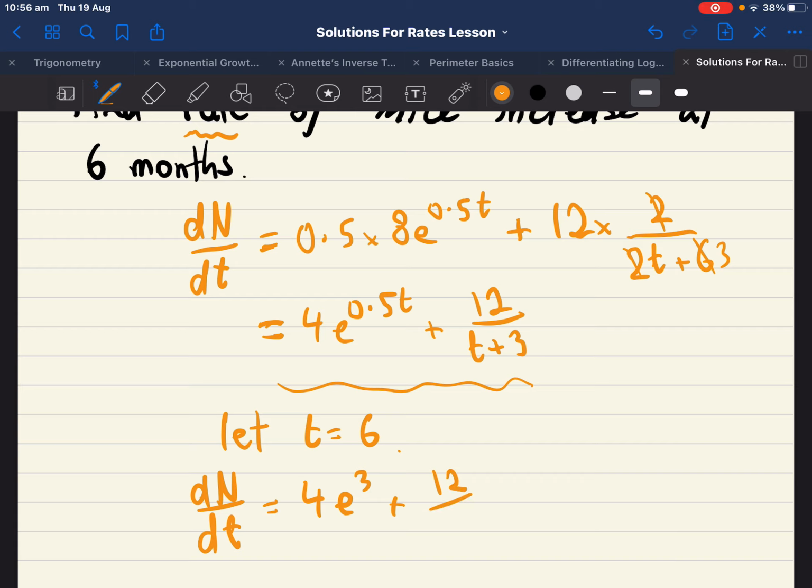And again, ultimately, you're typing this into your calculator. You're rounding it to 3 decimal places. Plug it into the program. And fingers crossed, we've done everything correct.